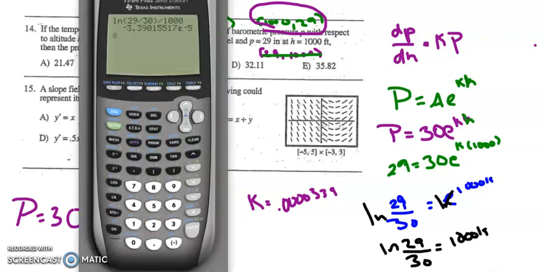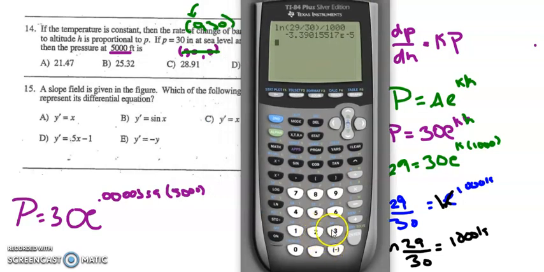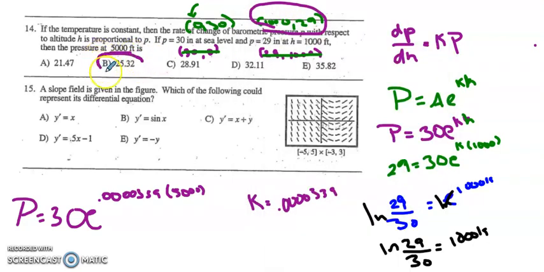And then let's go ahead and solve this out. We have 30 times e raised to the, I'm going to go grab that value there, times 5,000. And that gets me 25.322, which is answer choice B.